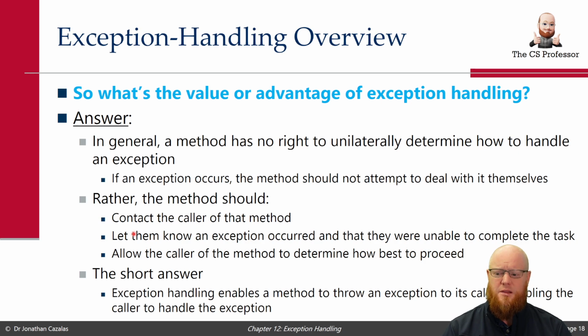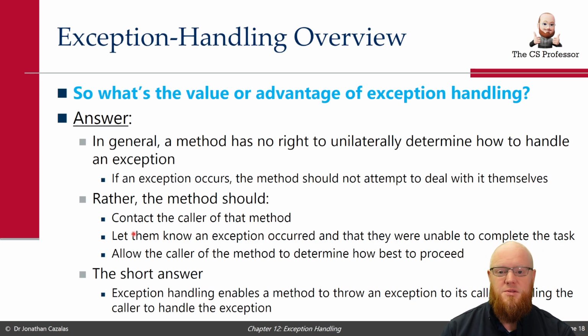So what's the value of exception handling? In general, a method has no right to unilaterally determine how to handle an exception. If an exception occurs, the method should not attempt to deal with that exception itself. Rather, if an exception occurs and you were called to do something small, instead of just saying, well, I'm going to end the program, what a disaster if we allowed methods to do that. Instead, the method should contact the caller that called it, let them know, hey, heads up, an exception occurred. You handle it because you asked me to do this small task. I'm not going to just cancel the whole program.